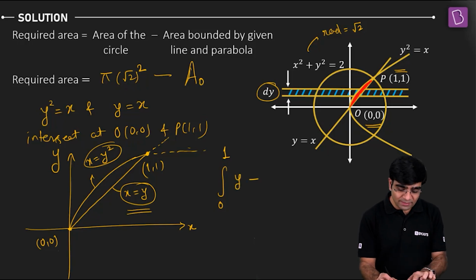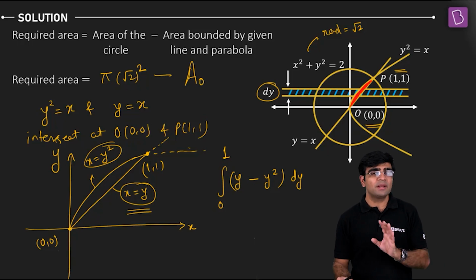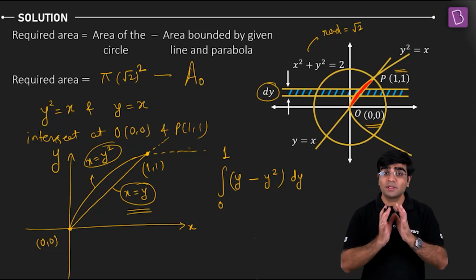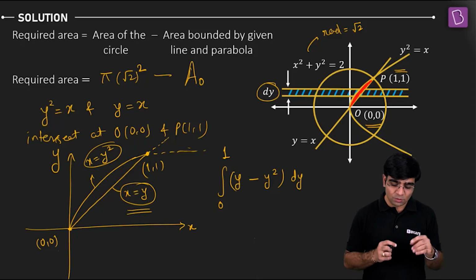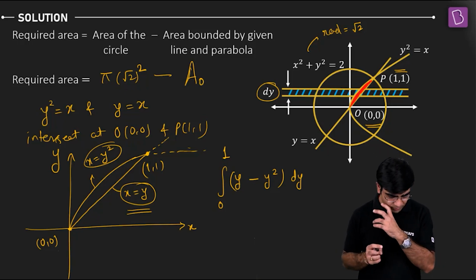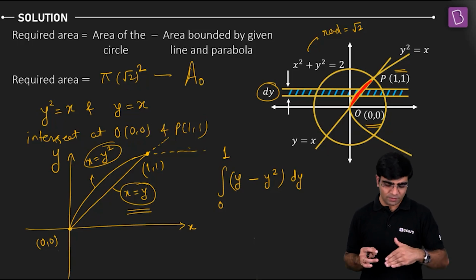Smaller x is x equal to y square. So the smaller x are y squares, and then we have dy. Are you getting the point of what I'm trying to establish here? There are many things involved in this question. So we have the integral from 0 to 1 of y minus y square dy. Perfect. And then I have to solve it further.